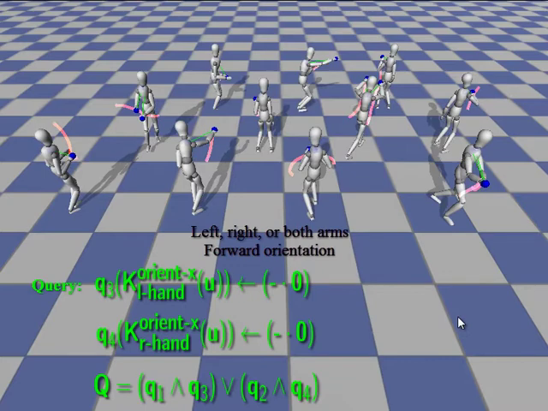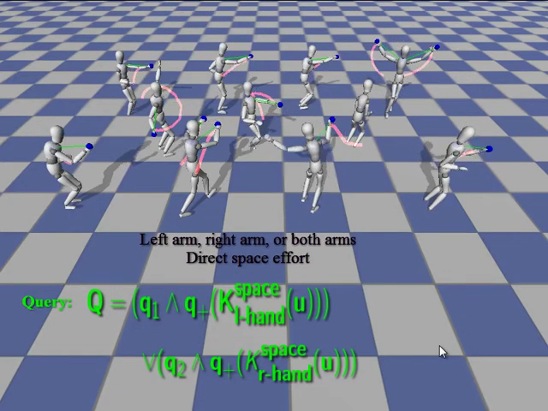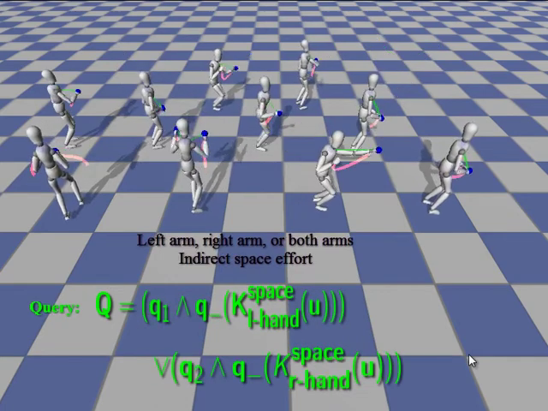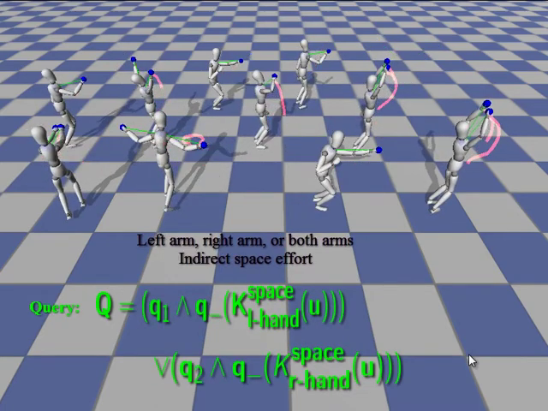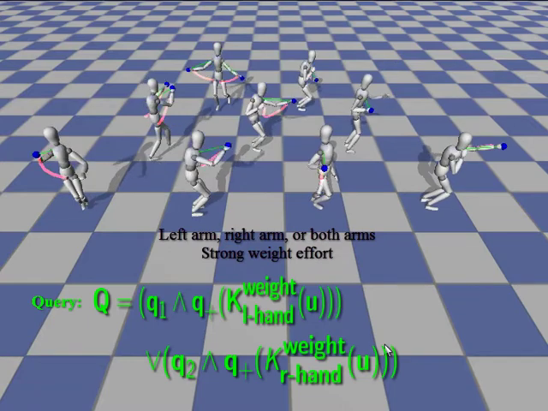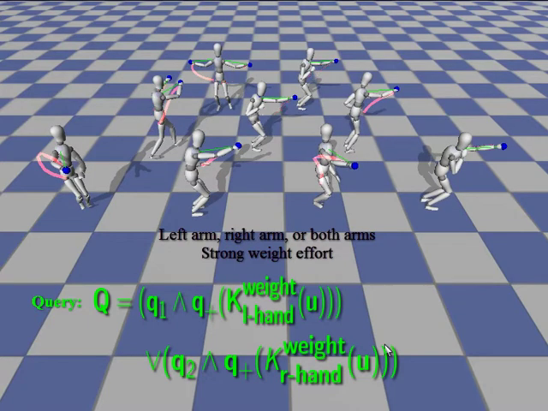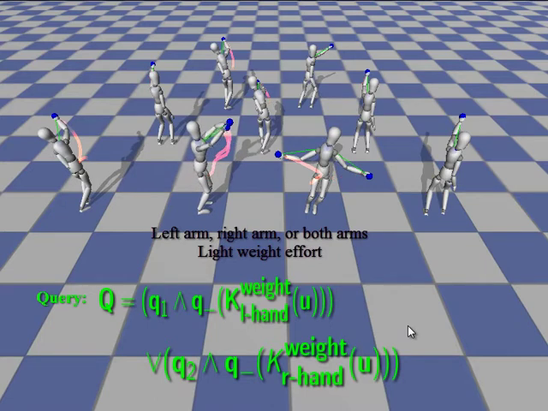Arm orientation can be specified for more specific gestures. Direct and indirect gestures are queried using the space effort. Strong gestures like punches or light gestures like slow-reaching motions are queried using weight effort.